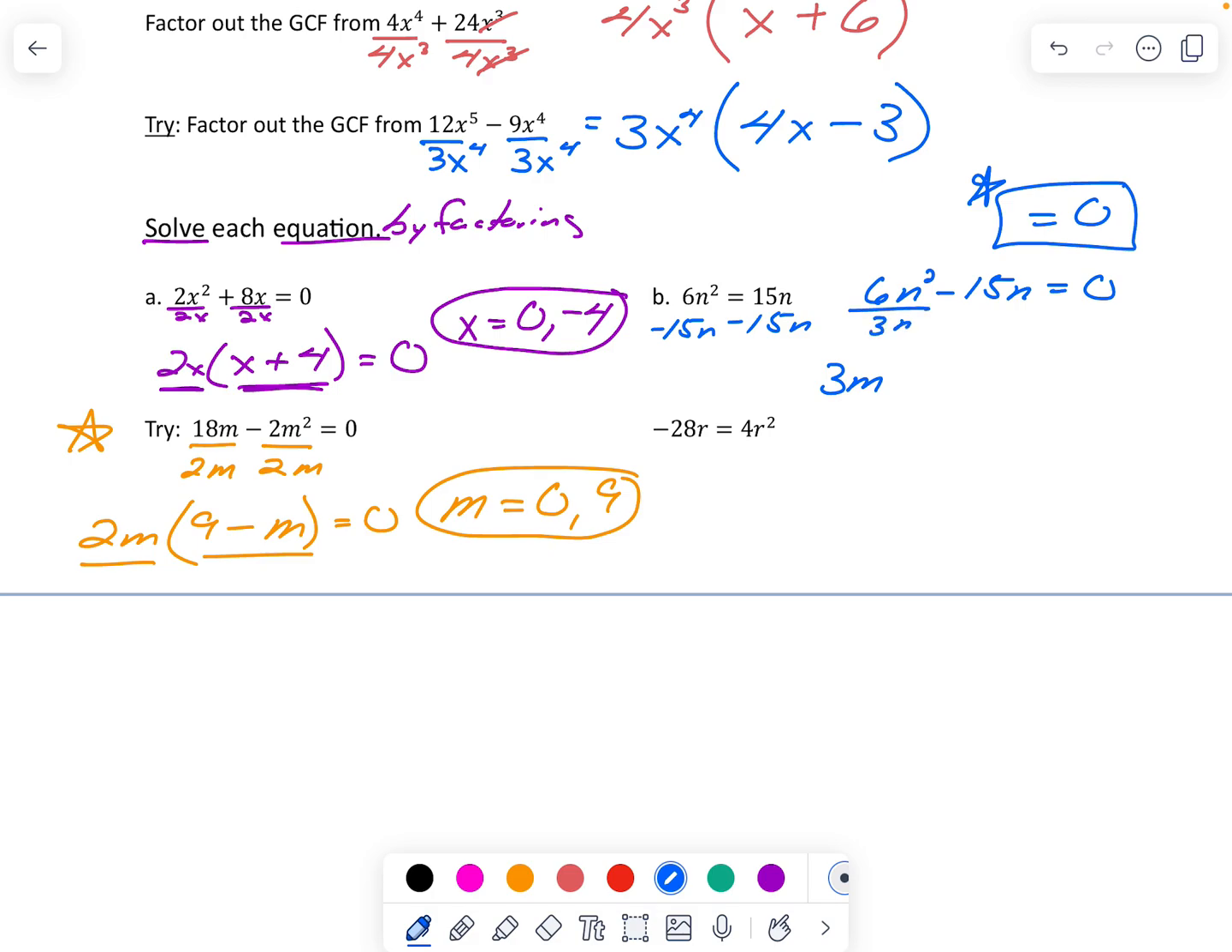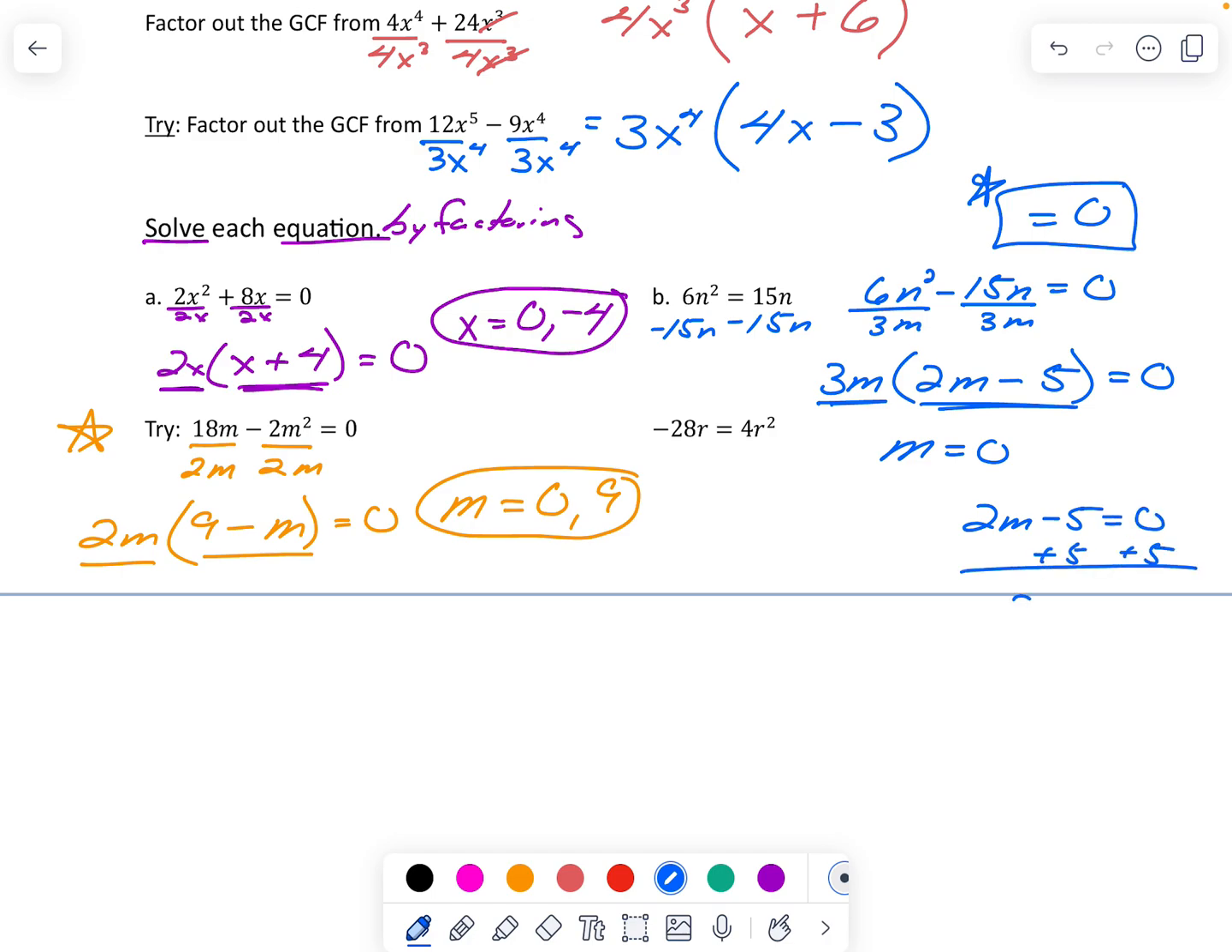So now that we did that, we can factor out the greatest common factor, which to me looks like 3m. If we factor out 3m, we're going to be left with 2m minus 5 equals 0. Setting each factor equal to 0, that gives us m equals 0. And then what's 2m minus 5? If we set that equal to 0, we're going to add 5 to both sides. 2m equals 5, divided by 2. m equals 5 halves. So 0 and 5 halves is my answer.